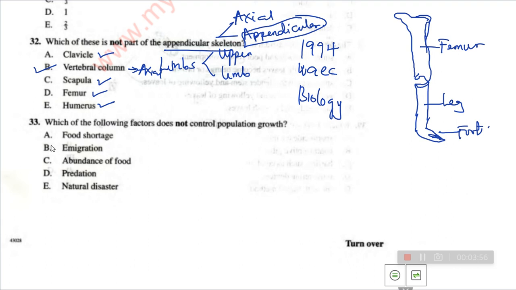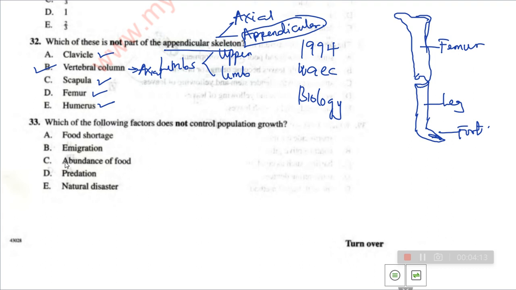But when there is emigration, that is, people are moving out of the country, that will also create more space. That is, the population will not grow very much.